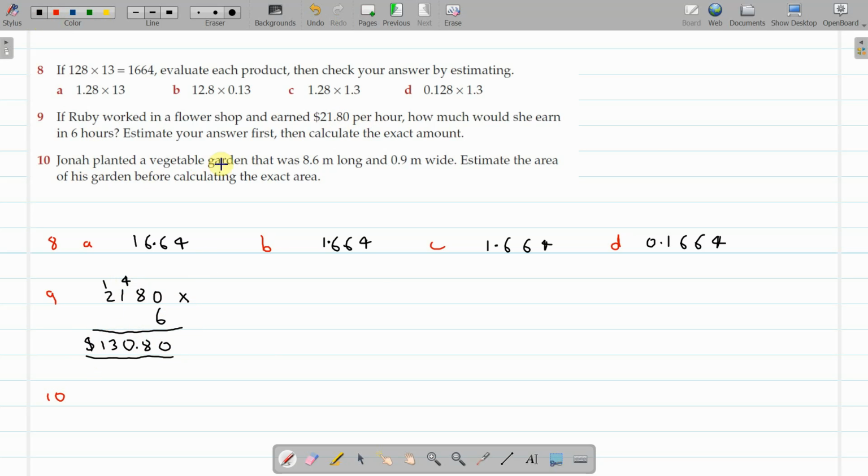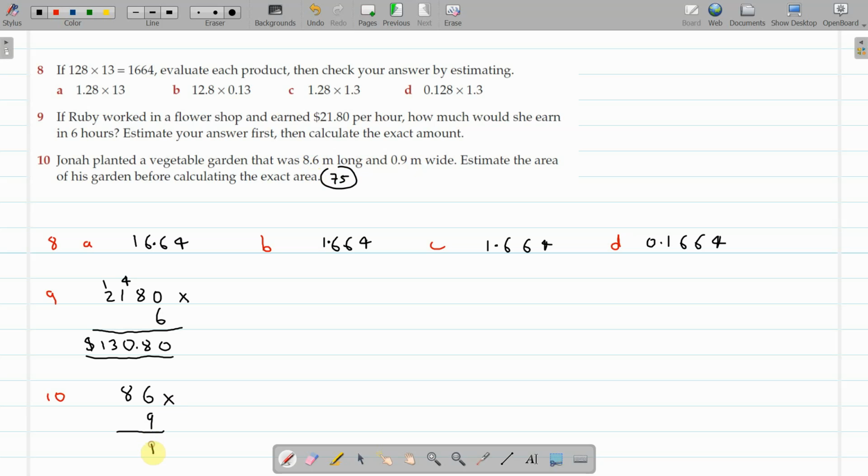Last question. What have we got? Jonah planted a vegetable garden. Was that and that? Estimate the area. Oh, okay. 9 times that's 72 plus another bit. About 75 is my guess. Let's see how close we are. Take out the decimal point. So we're left with 86 and 9. Okay, so we do it, take out the decimal point. Yep, that's gone. So the answer will have 2 decimal places.